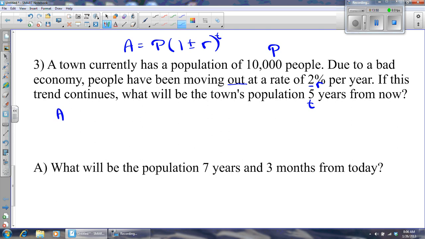All I do is plug it in. A is going to equal the population, 10,000, times 1 minus 0.02, to the power of 5, because 2% is not 0.2, right? You should know how to do that. So I'm getting 10,000 times 0.98 to the fifth power. And at this point, I can go to my calculator, and I'm going to type in 10,000 times 0.98 to the power of 5.